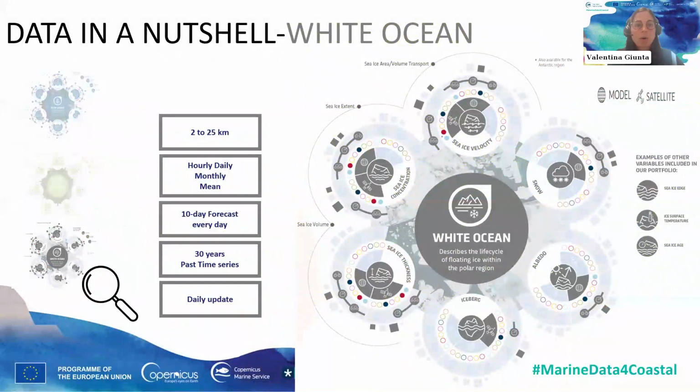So regarding the white ocean, those are the variables describing the life cycle of floating ice within the polar region. So you can find information regarding sea ice velocity, snow, albedo, iceberg, sea ice thickness and concentration, sea ice age. So many variables and indicators that you can use. So this data comes from models and satellites and not from in situ.